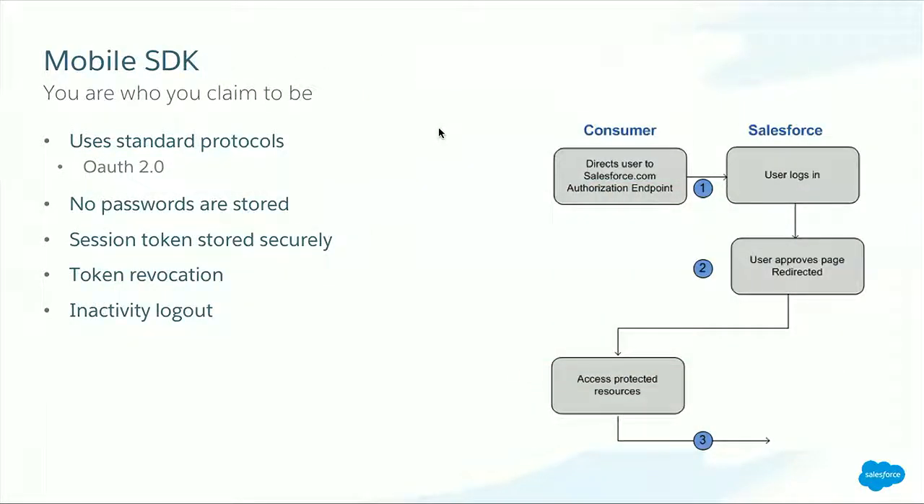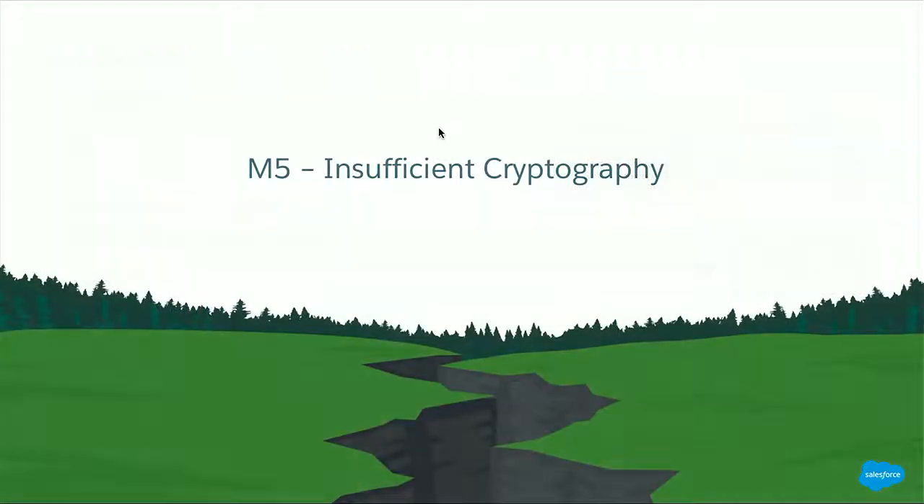In the mobile SDK, we use standard protocols, like in this case OAuth 2.0. We don't store any password, and the session tokens we store are stored in the OS-provided secure storage. We have token revocation, and we even have inactivity logout in case your device gets compromised or you lose it. In this case, there is a limited time window for the attacker to compromise your session.